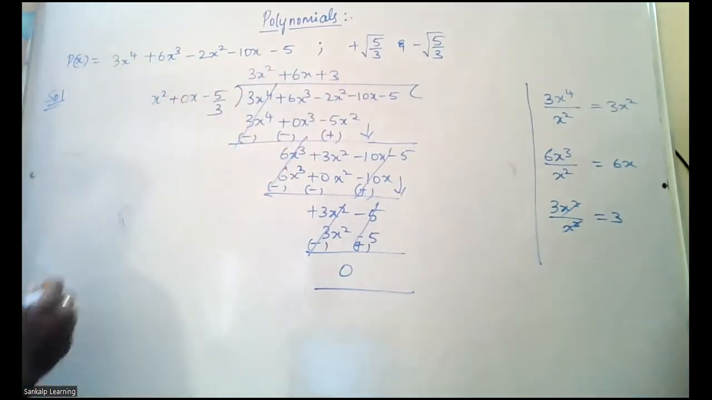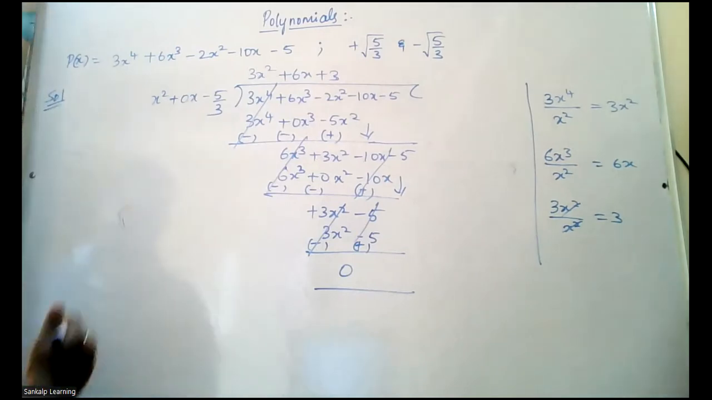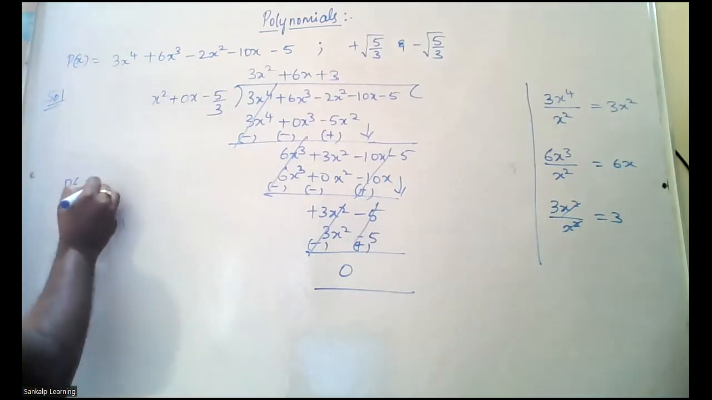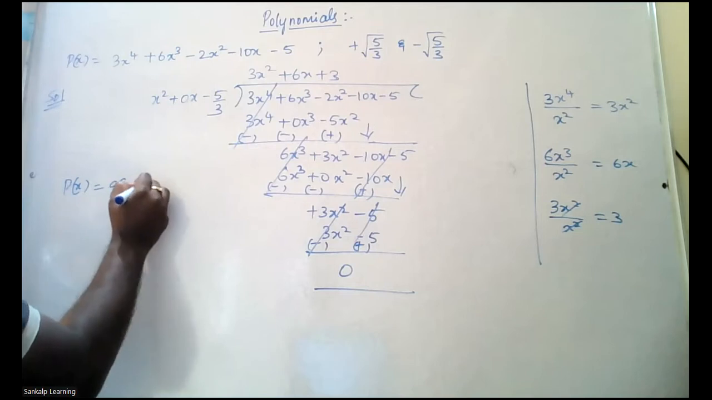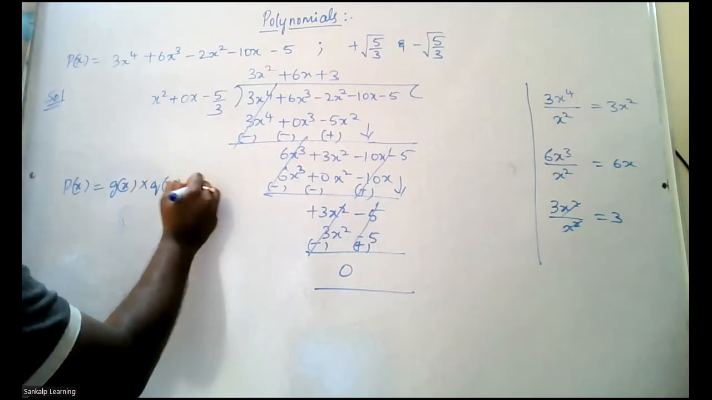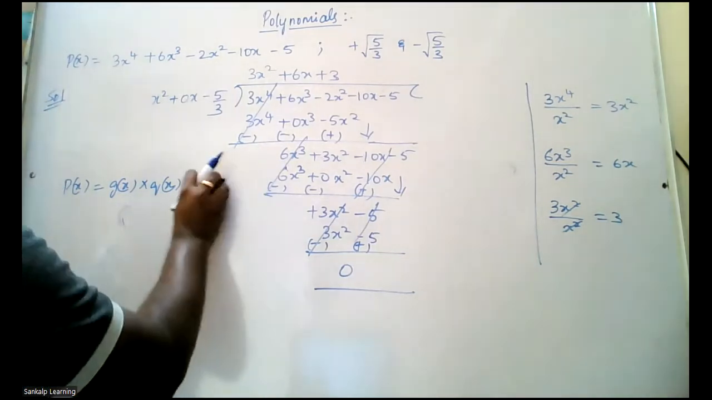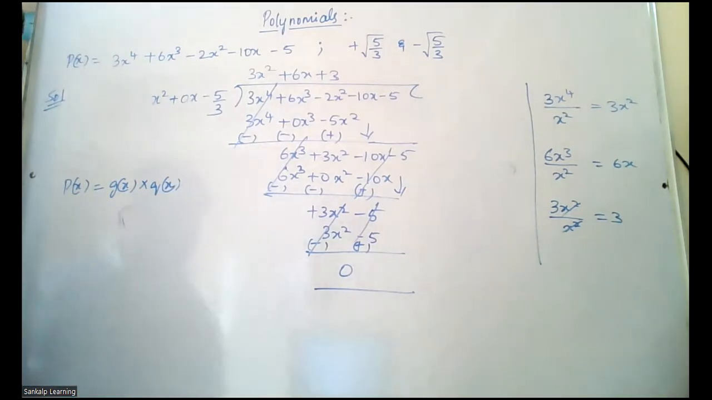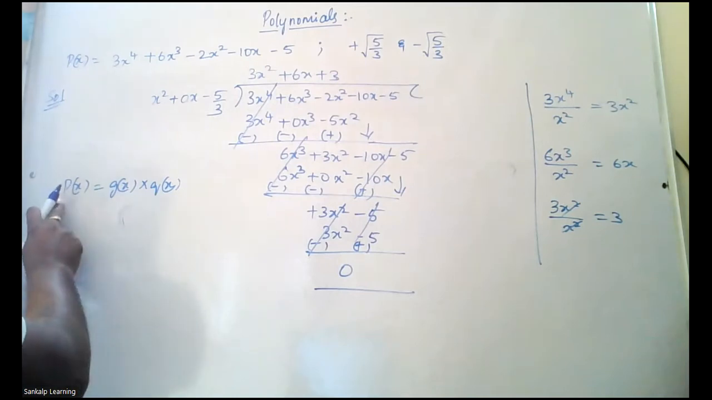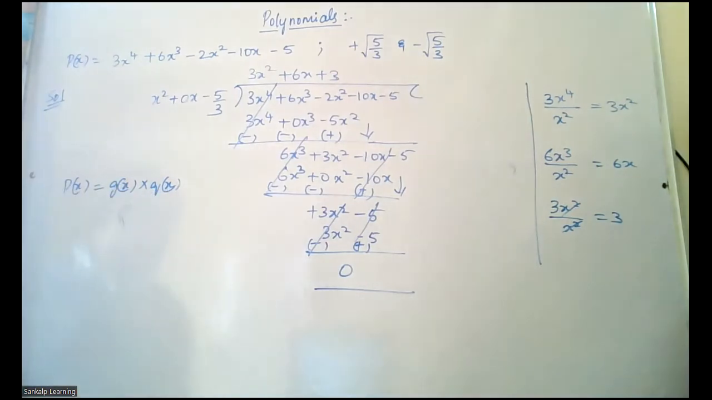Okay. Now I'm going to use the division algorithm. What is the division algorithm? P of x is equal to g of x into q of x plus r of x, isn't it? Here r of x is 0. The remainder is 0, so let's take it out. Now what we have got is P of x is equal to g of x into q of x.